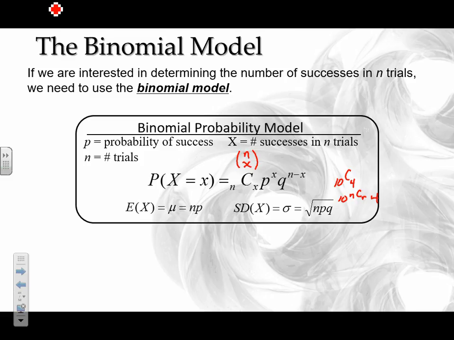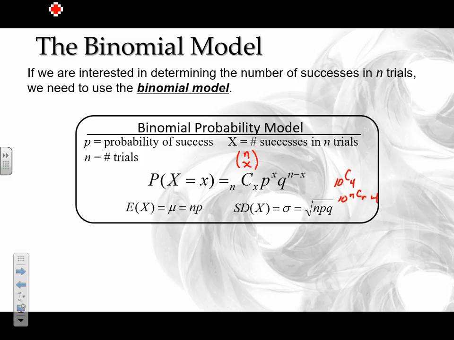So when you're doing this choose notation, you go into math, over to the PRB or PROB, and then you choose that option for nCr. Okay, so type in the number of trials, type in the nCr, type in the number of successes you want.